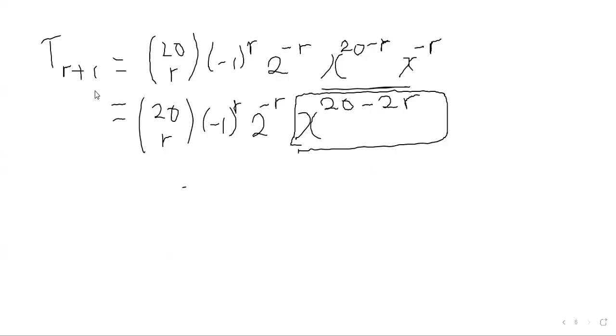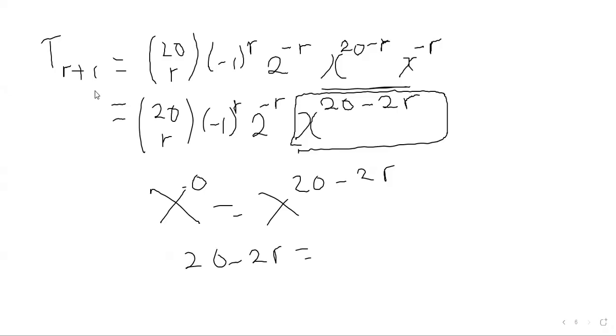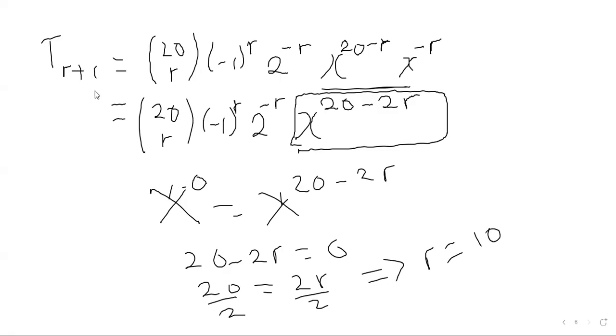Since we are talking of the term independent of x, meaning that x is raised to the power 0, this is equal to x^(20-2r), like this. So you solve this equation and you have 20 minus 2r equals 0, and then 20 equals 2r, divide by 2 over 2. So this implies that the value of r in this case is equal to 10.